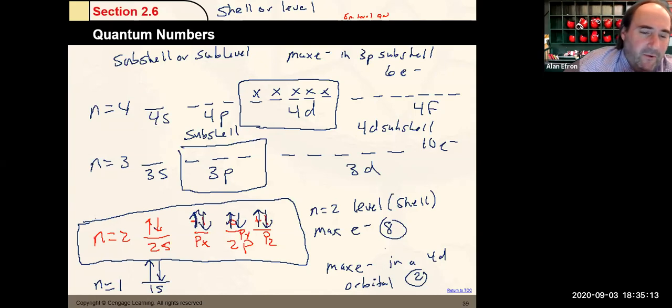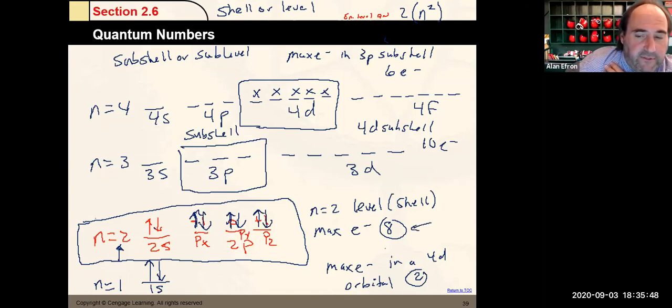Now, we sometimes don't want to draw all this to figure out how many electrons are on a level or shell. So there is a quick formula you can use to calculate that, and that is 2 times n squared. The n is the principal quantum number. For example, with the one we did previously, n is equal to 2. 2 squared is 4. 4 times 2 is 8, which is how many we could put in there.